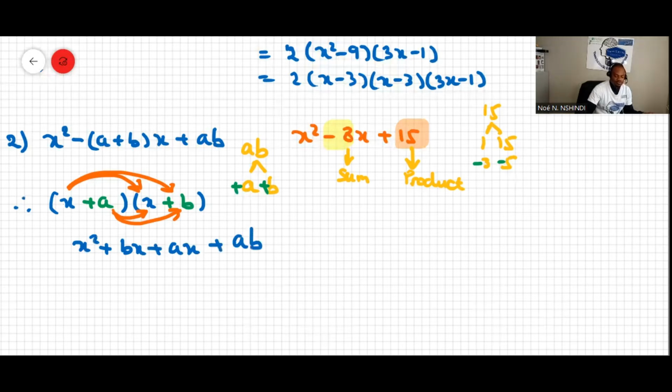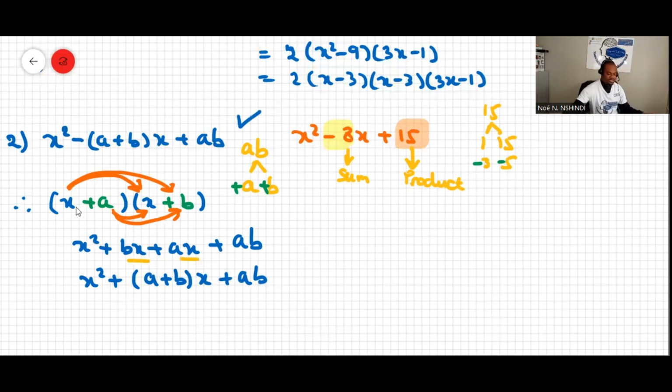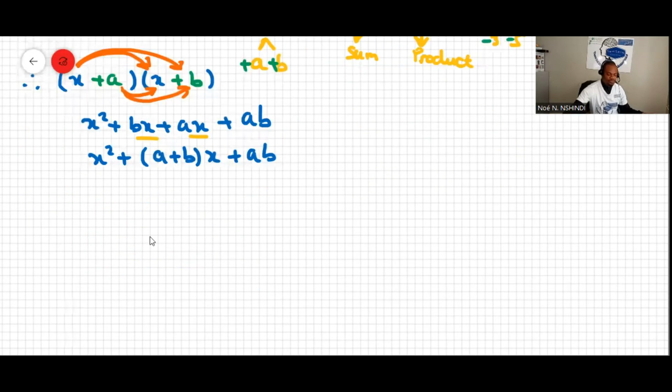Now these two are like terms, so we can combine them. This will be x squared plus (a plus b)x plus ab, which is exactly that. So the correct answer is this one. That was question 2. Let's see question 3.